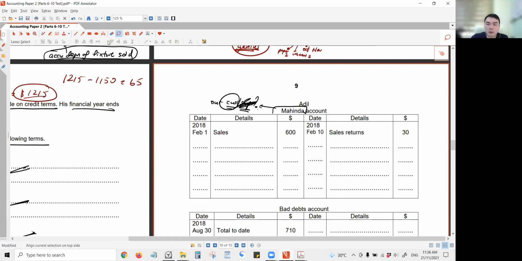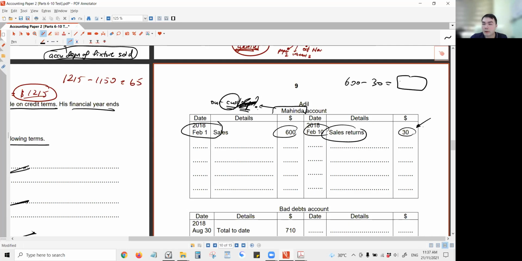Okay, now continue to see the question. You can see that Mahinda bought goods on credit from us via Adil. We sold goods on credit to Mahinda on this day, 600. Then on this day, they returned 30. So this makes Mahinda owe less by $30. Mahinda still owes us how much? 600 minus 30. Mahinda still owes us 570. Okay, now read the question together.